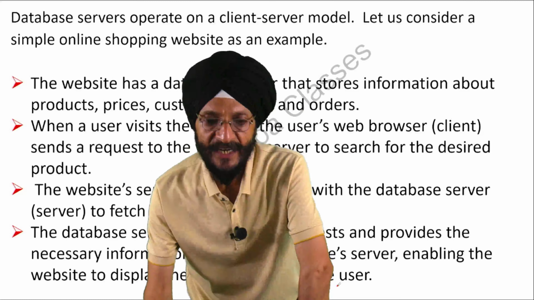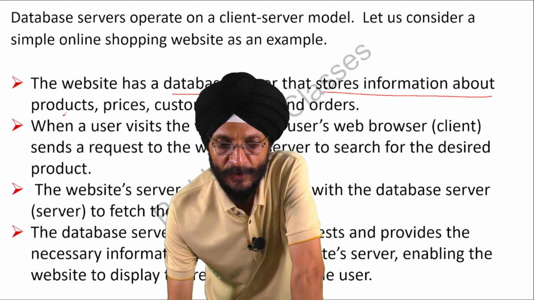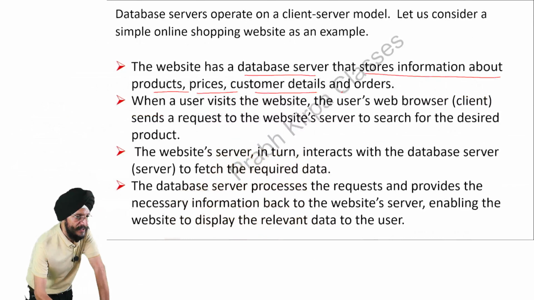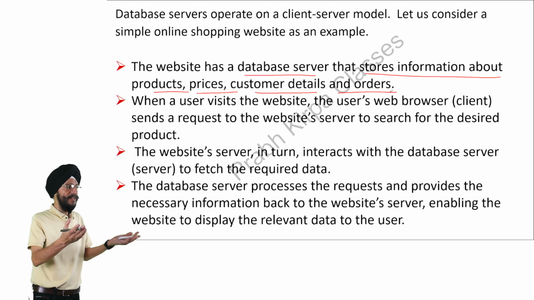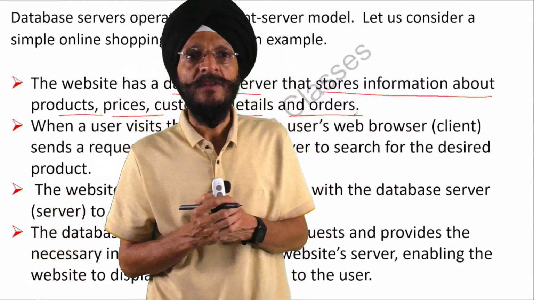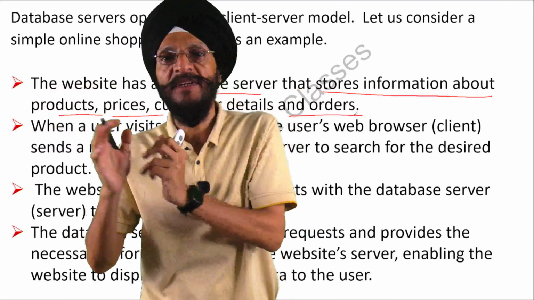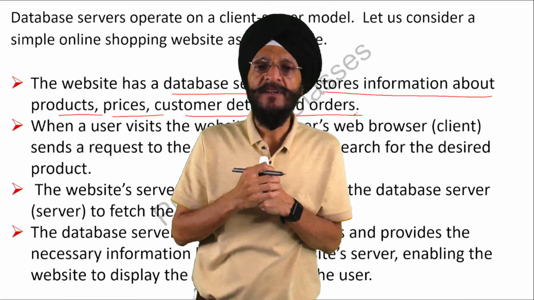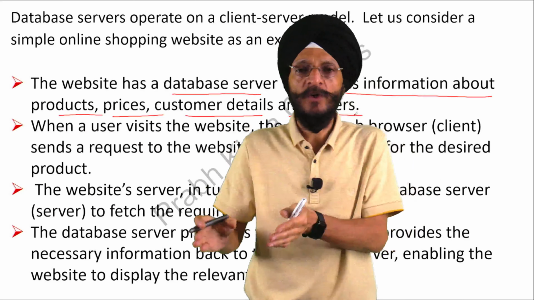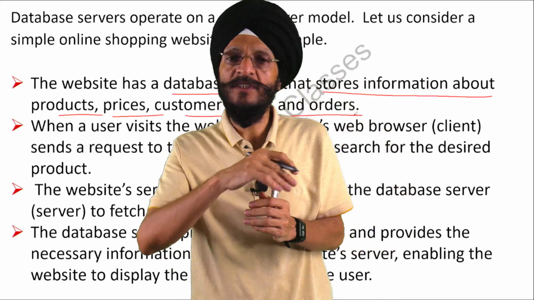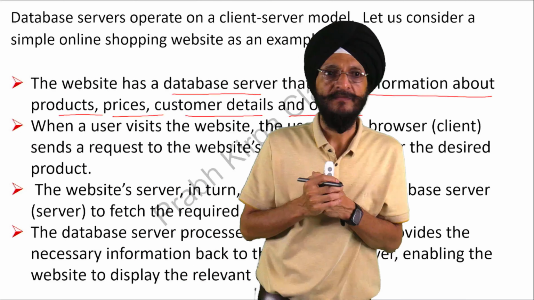The website has a database server that stores information about products, prices, customers' details, and orders. We take the example of, say, eBay. That website, the eBay site, has a database server where all the information in respect of the customers, products, orders, and prices of the products, all the information is stored in the database server.